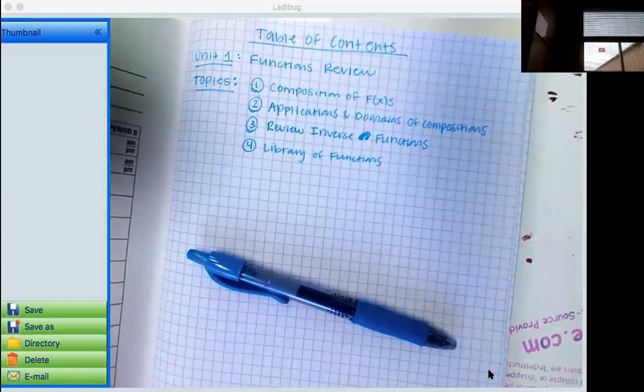I am going to use a PowerPoint. I despise PowerPoints, but me and Miss Kane made a pretty good one for this a couple years ago, so I am going to use it.